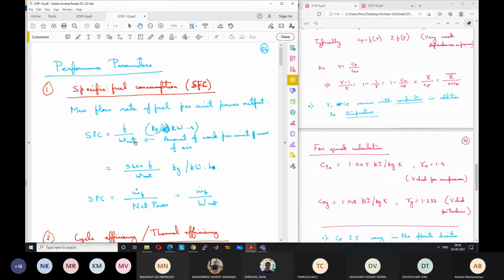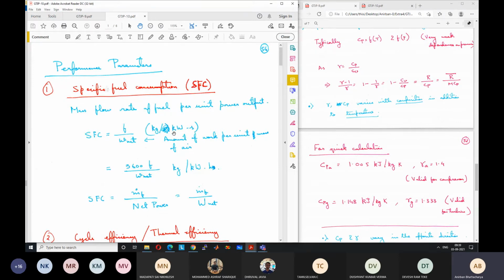It is unitless. And w net is kilojoule per kg, work per unit mass. So the overall unit for this is kg per kilojoule. It can be written as kg per kilowatt second. Why am I writing like this?